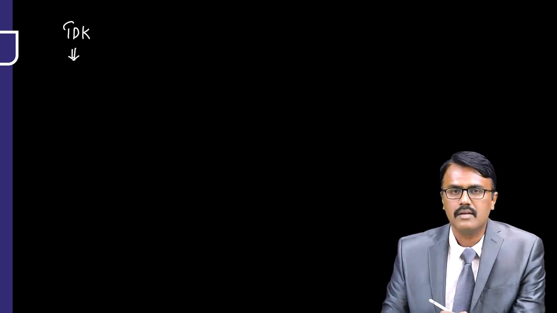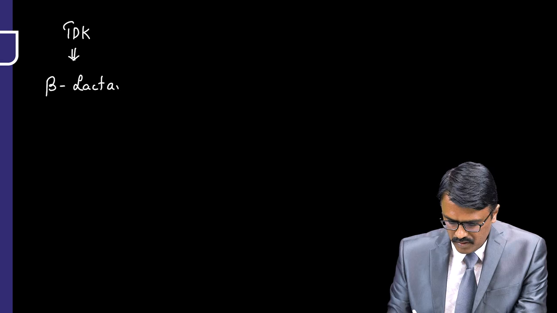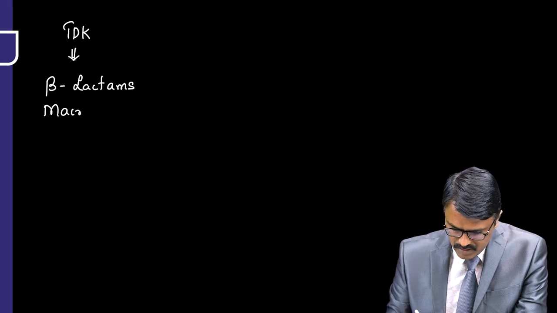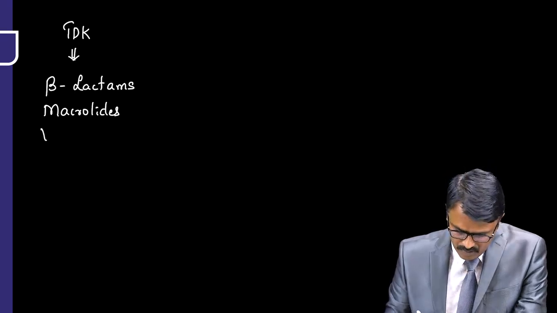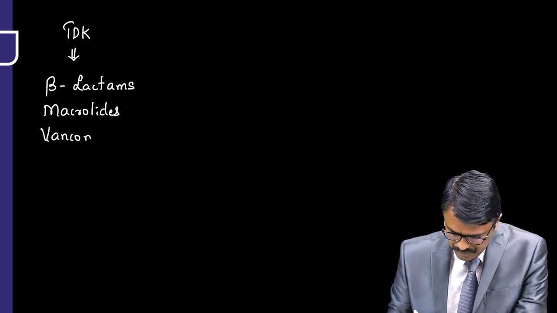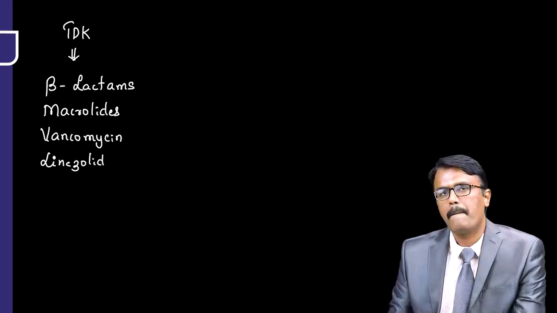Now once you know this, I will give a list of drugs which follow time dependent killing. Example is beta lactams, which I just told you. The meaning is you have to give the beta lactams repeatedly. Then macrolides, they follow time dependent killing. Then vancomycin and a drug called linezolid. So they follow time dependent killing.